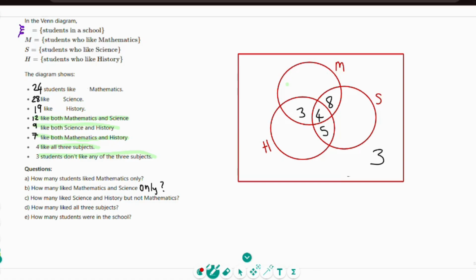24 like maths, so this section needs to add to 24, which gives us 9 here. 28 like science, which gives us 11 here. 19 like history.